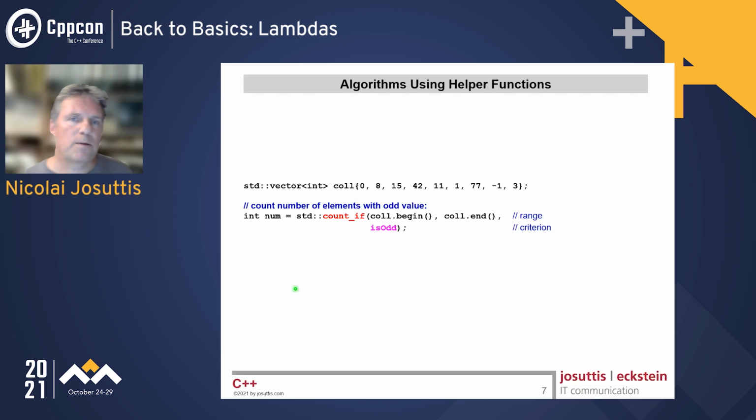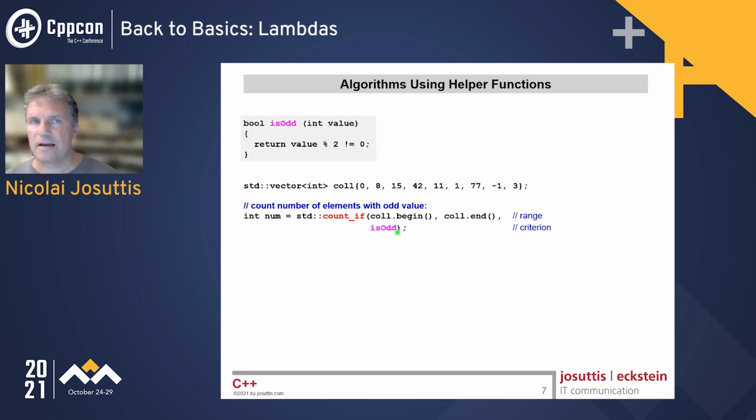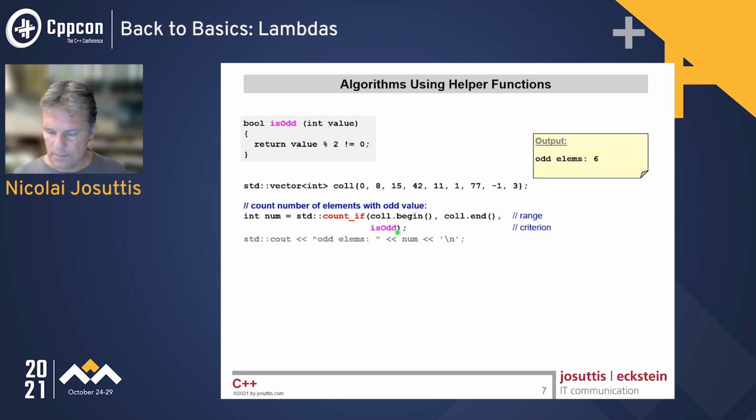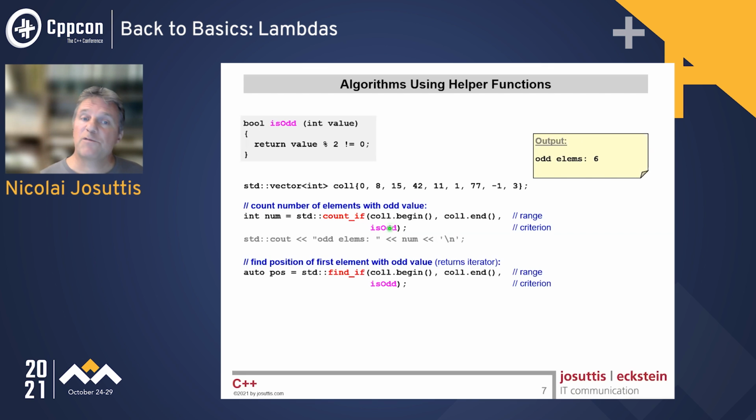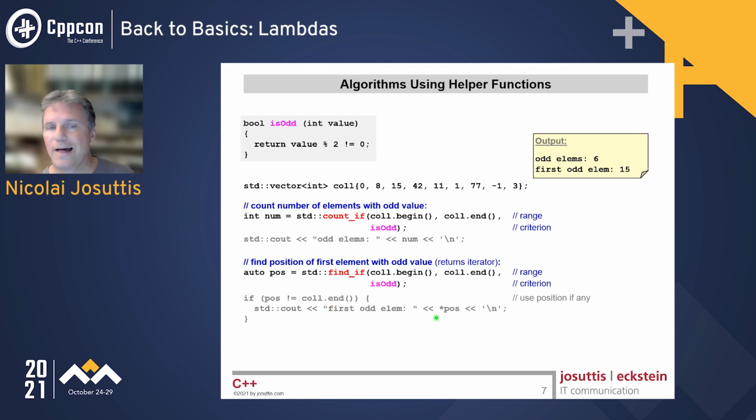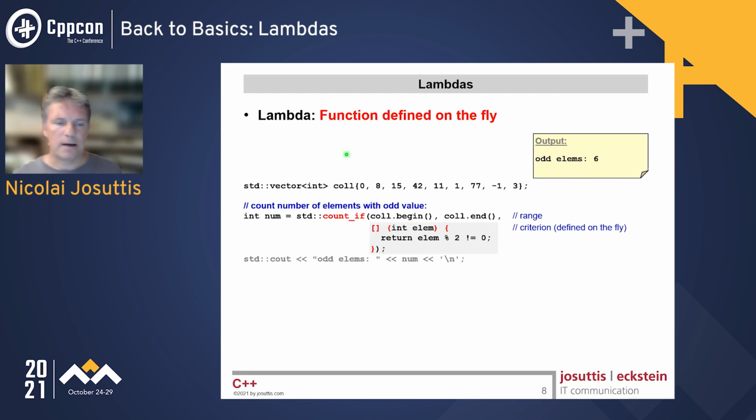So we have it when we count how many elements are odd in a collection. This is my collection. My argument is a sorting criterion. Yes, I can again specify it as a function. I can then print out the result, or I can find the first element in a container that is odd. And when there is one, print the value. Again, here we see that the callable is a function, but we can also use a lambda here, which is a function defined on the fly right where we need it.